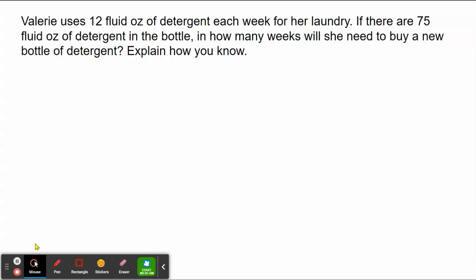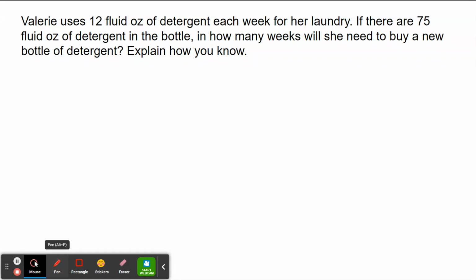So we're going to get right into our problem today. Valerie uses 12 fluid ounces of detergent each week for her laundry. If there are 75 fluid ounces of detergent in the bottle, in how many weeks will she need to buy a new bottle of detergent? Explain your thinking. Okay, so now let's go ahead and reread this problem and figure out what information we know.